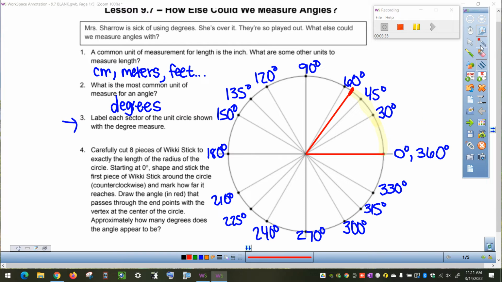Okay, so now what I'm going to have you do is remove your wiki stick piece. Still keep it on your paper, but maybe just set it off to the side here. So go ahead and peel it off. We're going to move it, and I want you to grab your highlighter and highlight this distance here, just where mine is shown with the yellow highlighter.